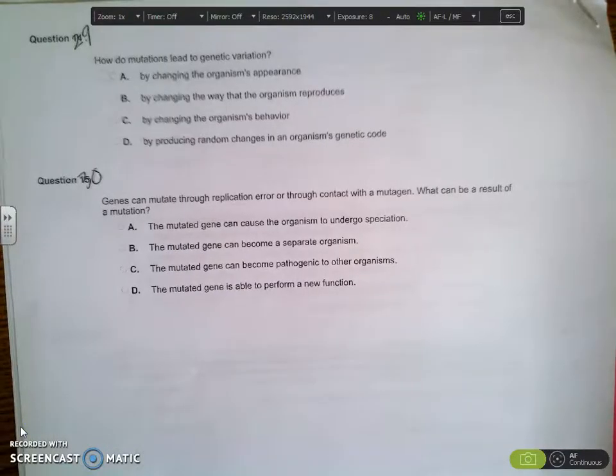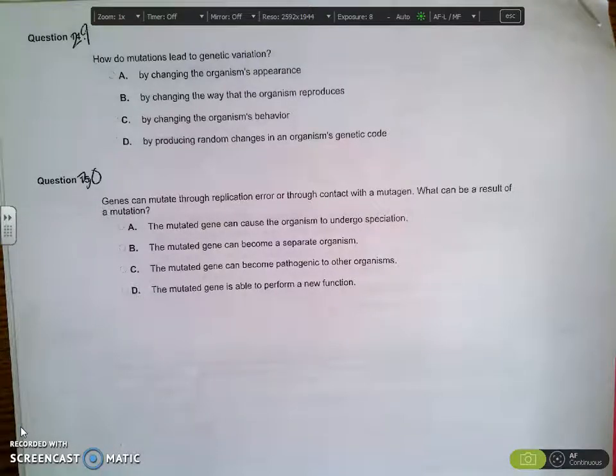Question 29. D. A mutation is a random change in a cell's genetic code. Due to a variety of causes, the change can be small and insignificant, or it can be major. Mutations can be passed on to offspring through reproduction, thus increasing the genetic variation within a population.